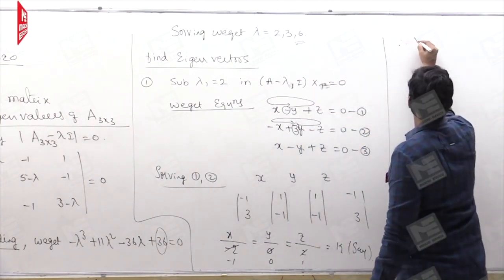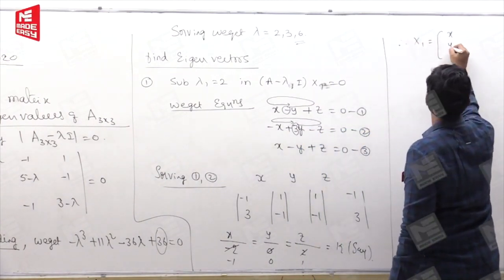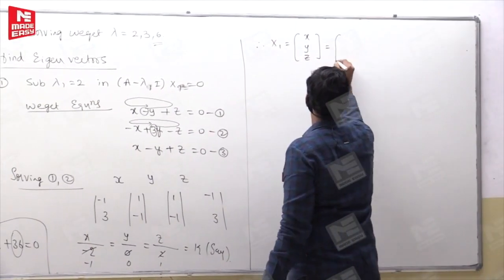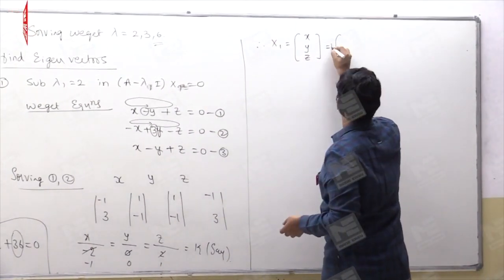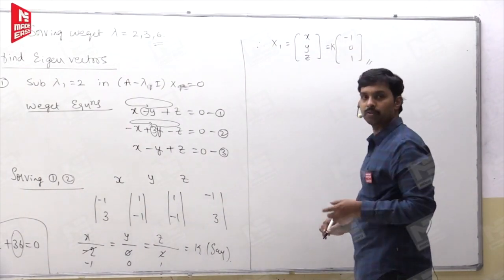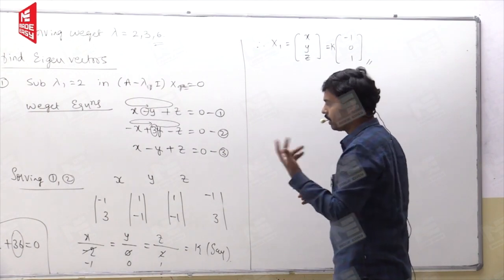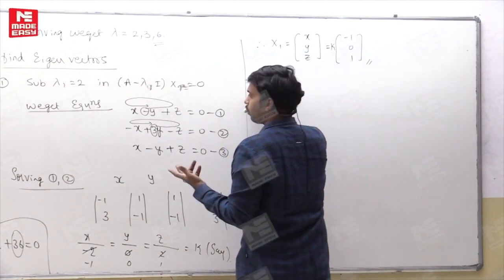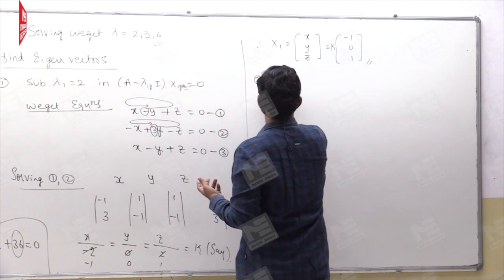So therefore x1, which is x, y, z, is equal to k into minus 1, 0, 1. Minus 1, 0, 1. So this is the x1 here. Similarly, now we need to find the second one by solving.